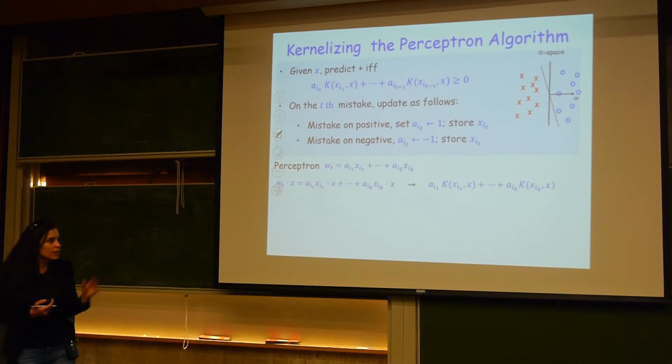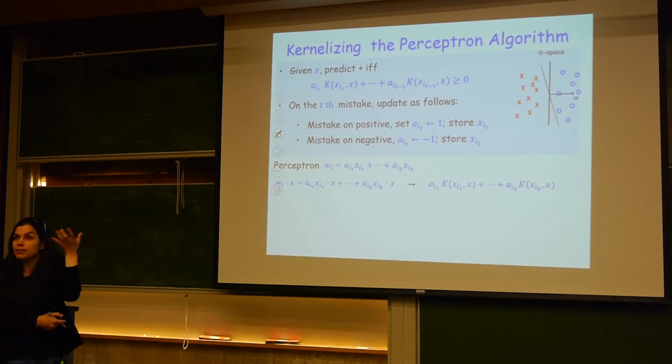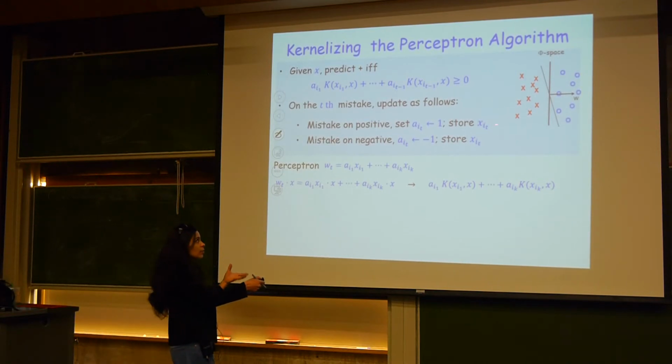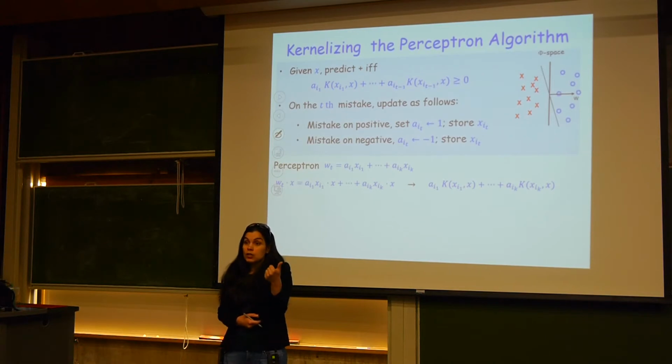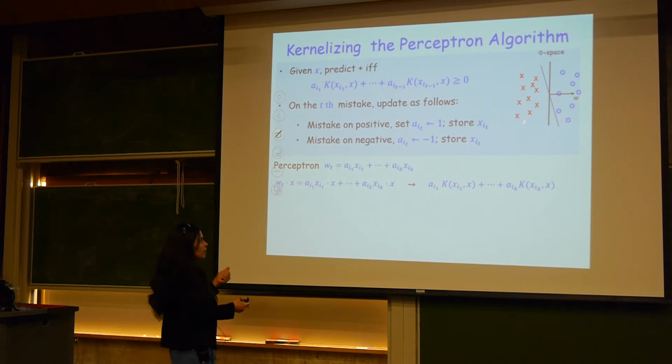Just to be even more explicit, here is the kernelized Perceptron. Assume that I made t-1 mistakes so far, on examples xi1, xi2, up to xit-1. Given a new example x, I'm going to predict positive if this weighted combination of kernel computations is positive, and negative otherwise. If I do make a mistake, because I'm told the label at the end of the day, on a positive example, I'm going to store the example xit that I made a mistake on, and I'm also going to store the coefficient AIT to be 1. Remember, if I make a mistake on a positive example, I need to add the example. Similarly, if I make a mistake on a negative example, I'm going to store this xit and set the coefficient to be -1.